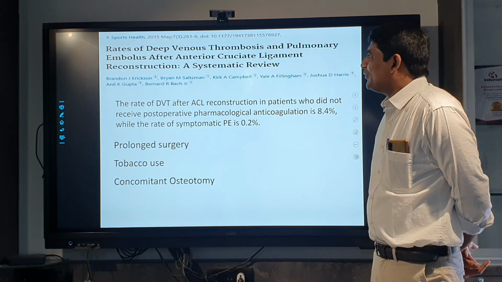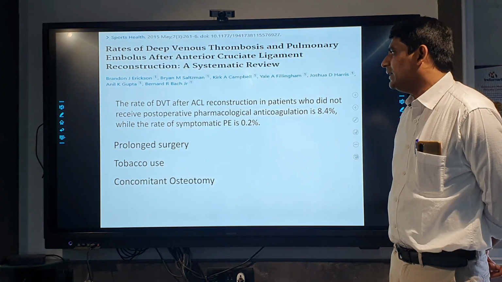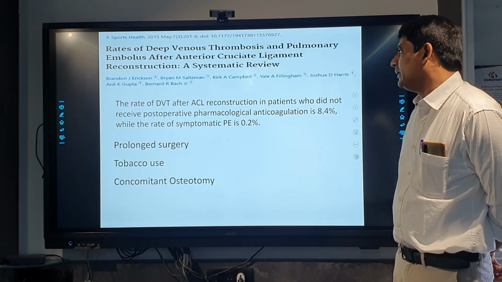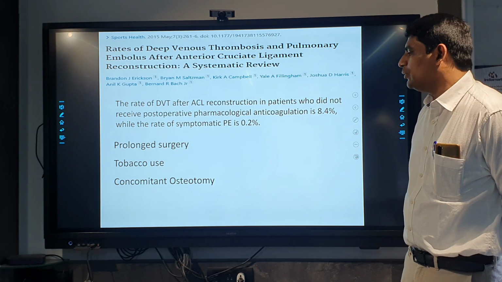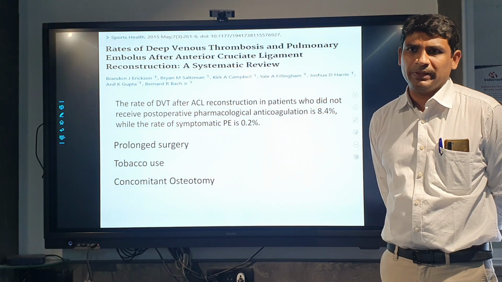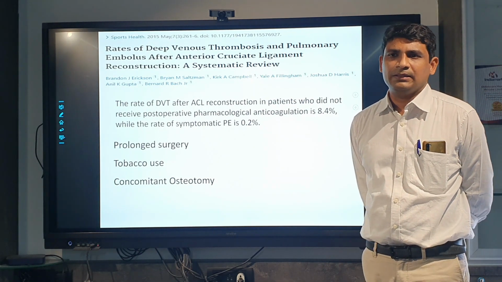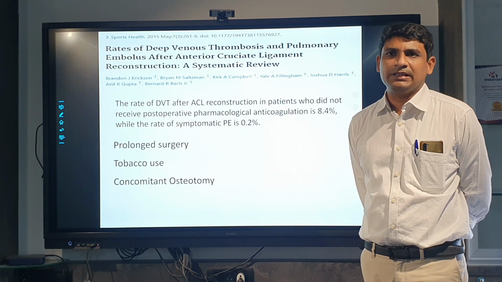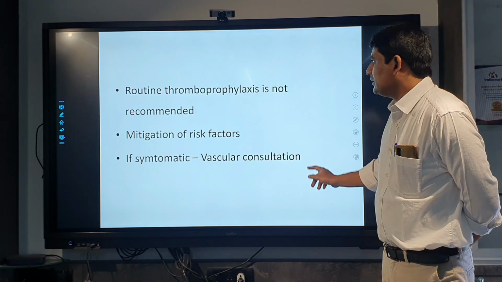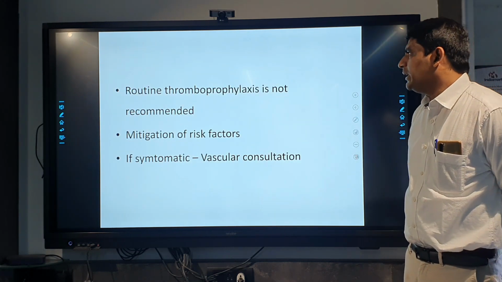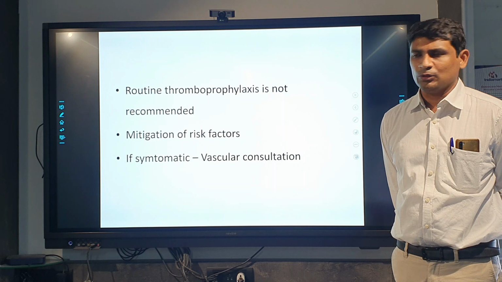The rate of deep vein thrombosis is comparatively very low in ACL reconstruction. It can be seen when there is a prolonged surgery with long tourniquet use, in tobacco use, and when it is associated with a concomitant osteotomy. So in osteotomy patients, DVT prophylaxis like Clexane or factor Xa inhibitors can be used, with which the incidence of DVT reduces. And when in doubt, we always get a vascular surgeon opinion. Routine thromboprophylaxis is not recommended for isolated ligament reconstruction procedures.